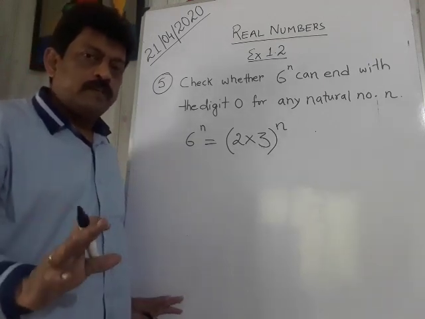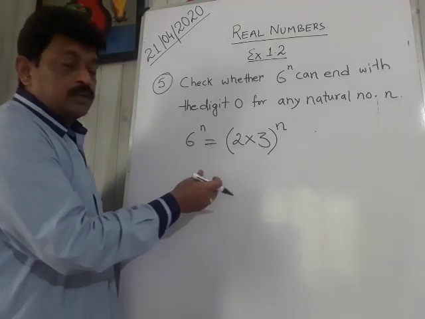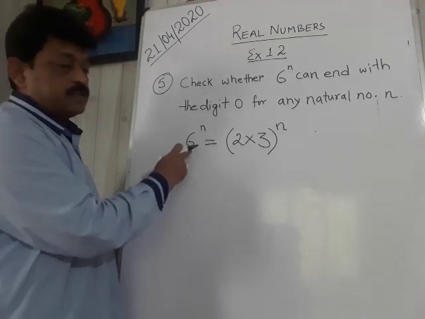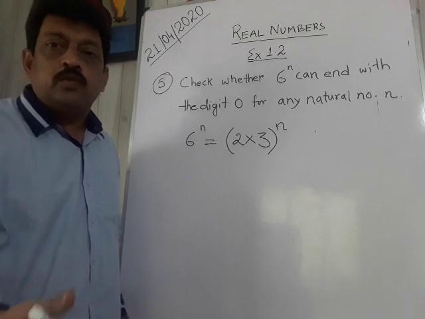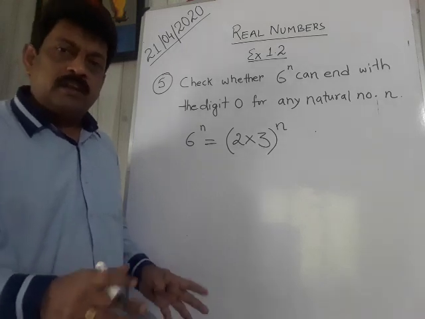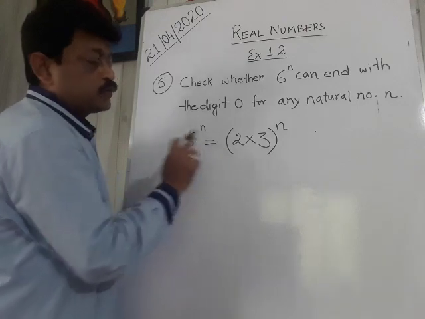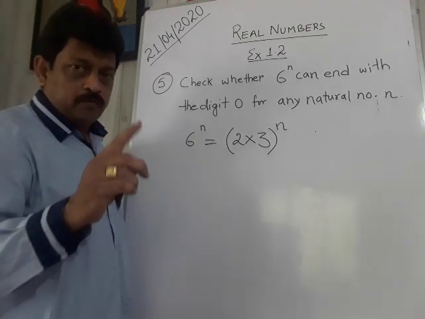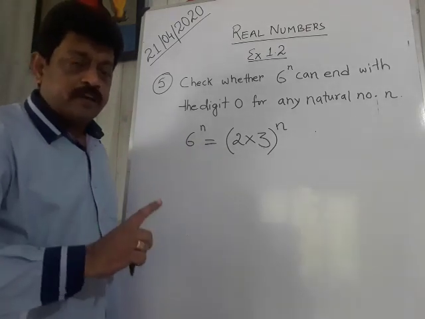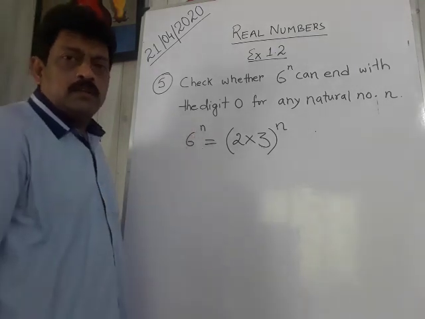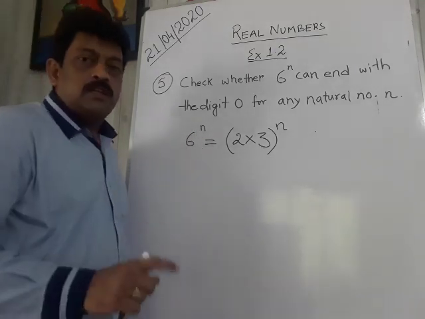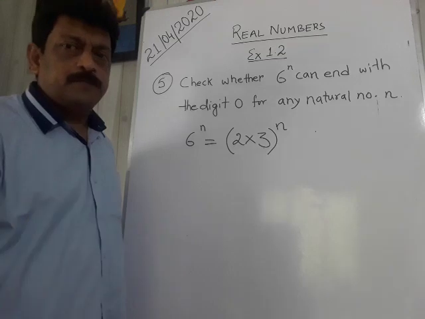Hope you have understood. The same question can be changed: in place of 6 to the power n, they can give 8 to the power n or 4 to the power n, like that. So we have to use the same logic, that it should have at least one 2 and one 5 as its prime factors, then only the number will end with the digit 0. Okay.